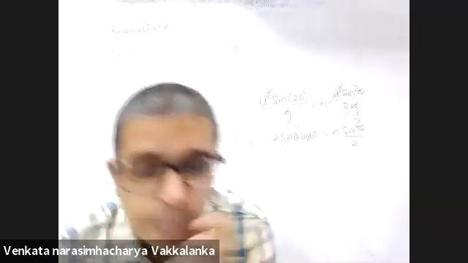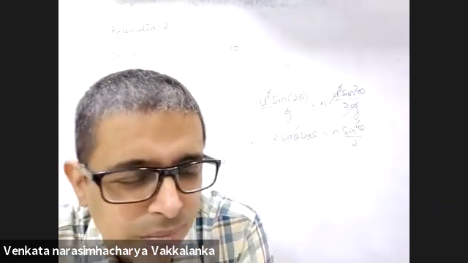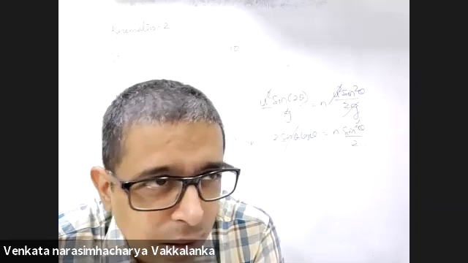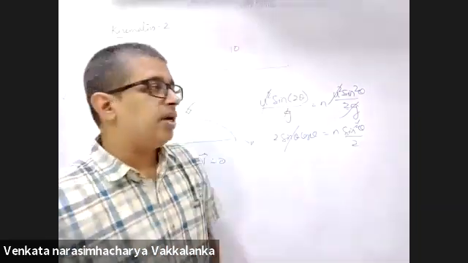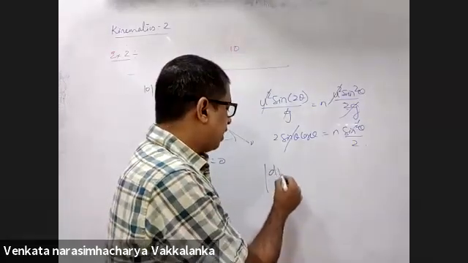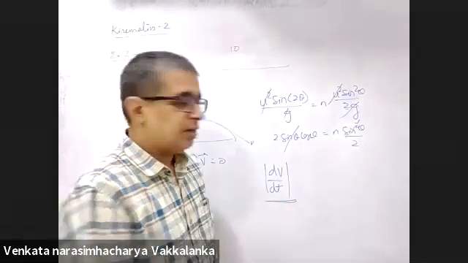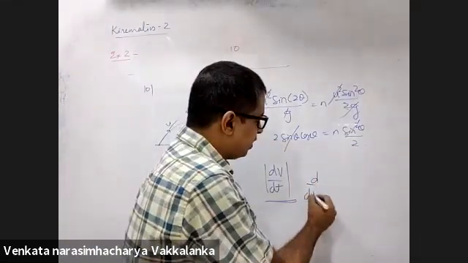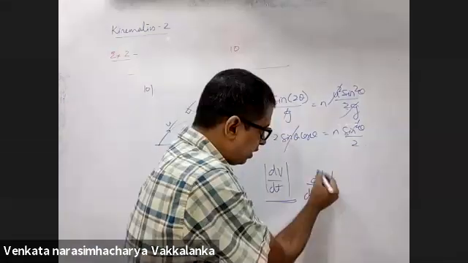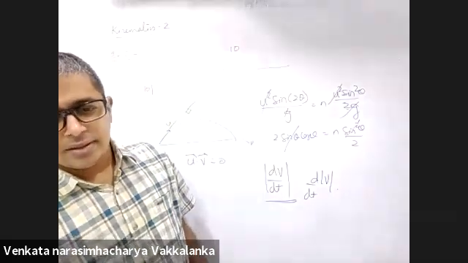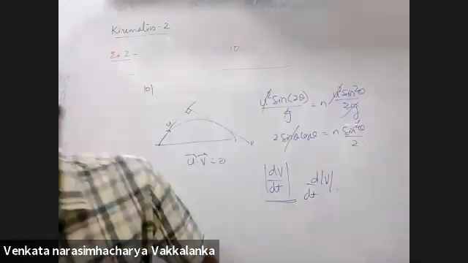Sir, what's the difference between dv by dt mod and dv mod by dt? When you are taking mod of dv by dt, you are taking magnitude of the acceleration. But if you take d by dt of mod v, you are taking rate of change of speed.